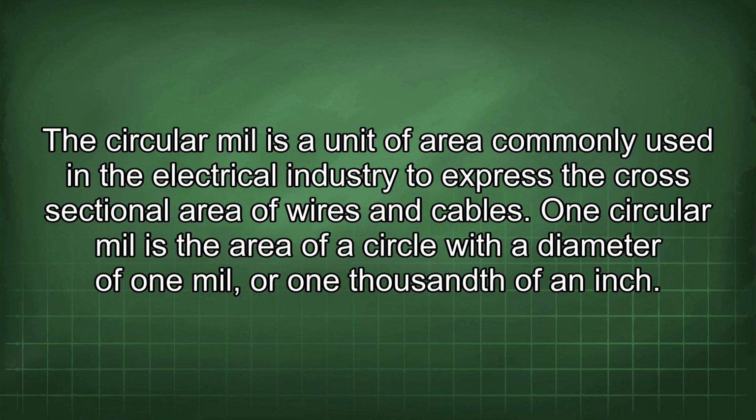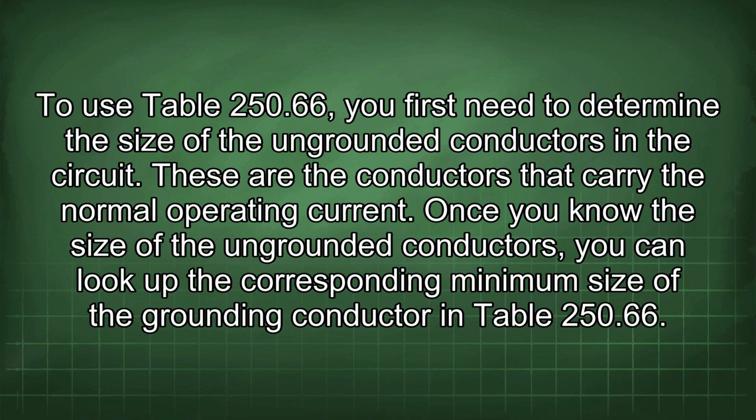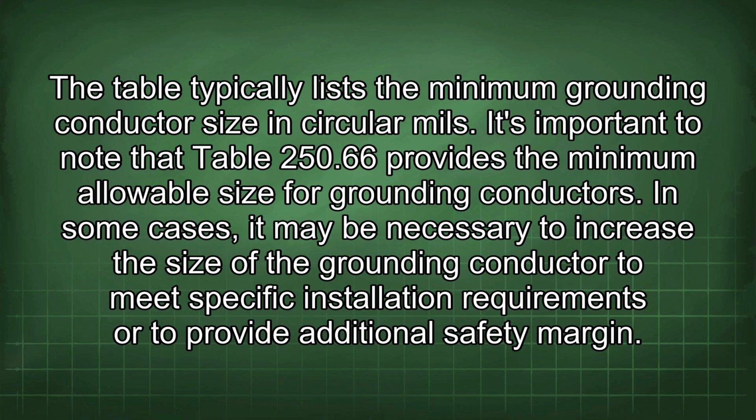The circular mil is a unit of area commonly used in the electrical industry to express the cross-sectional area of wires and cables. 1 circular mil is the area of a circle with a diameter of 1 mil or 1,000th of an inch. To use table 250.66, you first need to determine the size of the ungrounded conductors in the circuit. These are the conductors that carry the normal operating current. Once you know the size of the ungrounded conductors, you can look up the corresponding minimum size of the grounding conductor in table 250.66. The table typically lists the minimum grounding conductor size in circular mils.